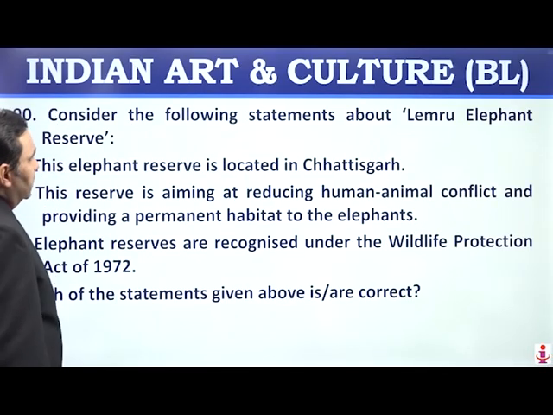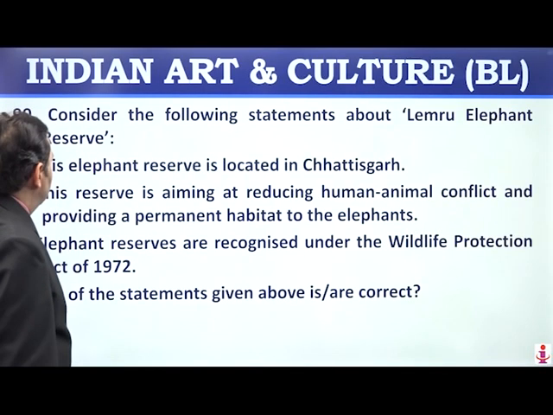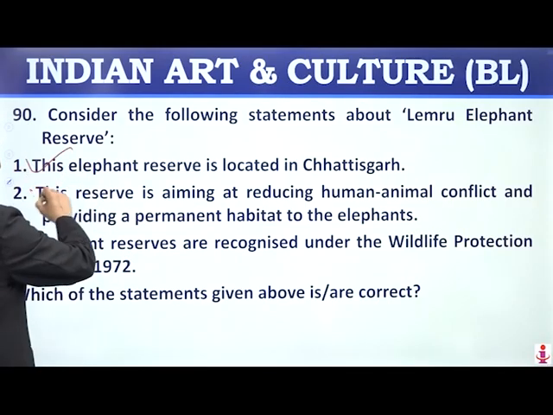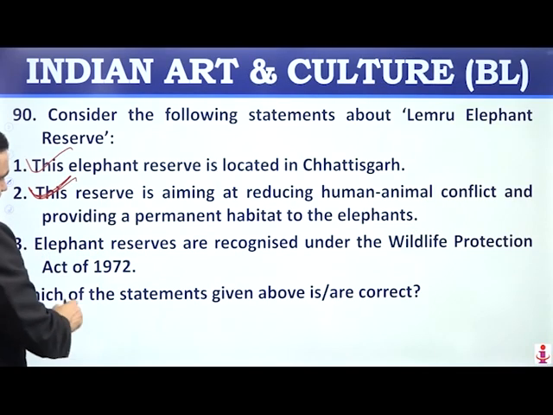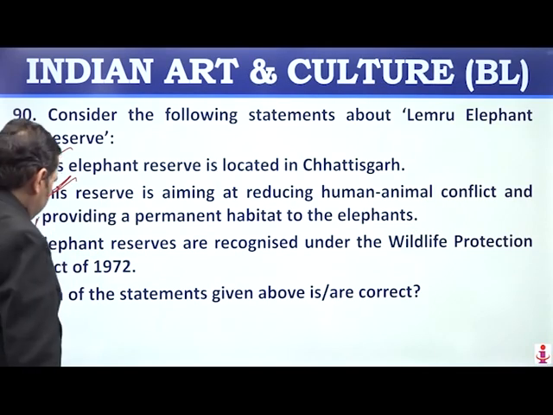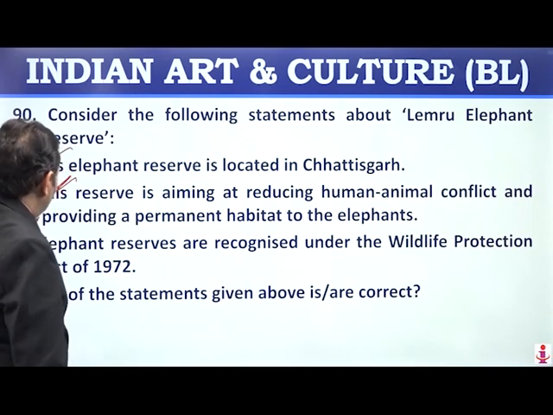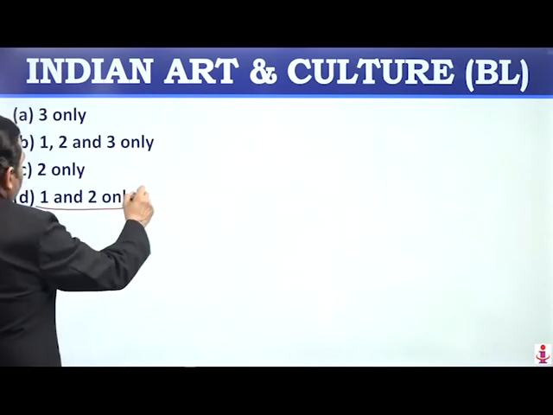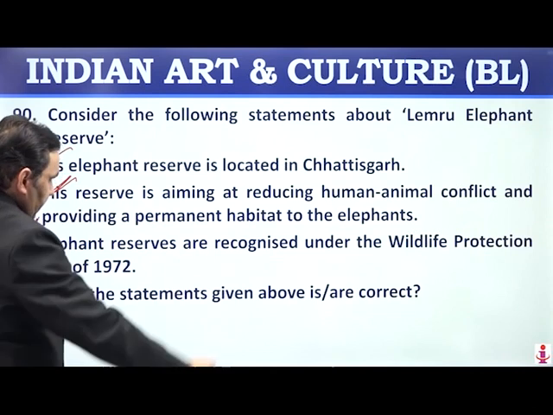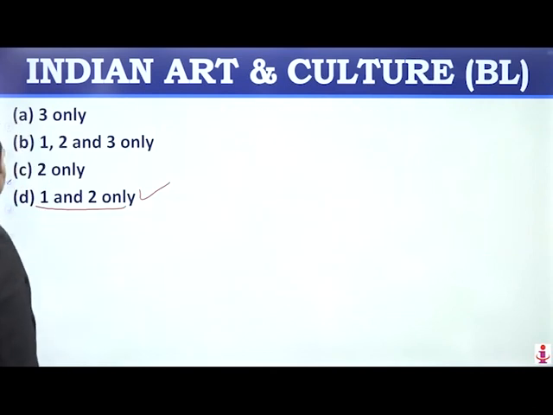90. Consider the following statements about Lembru Elephant Reserve. This is in Chhattisgarh. It's aiming at reducing human-animal conflict. Elephant reserves are not recognized by the Wildlife Protection Act. So 1 and 2 only. That is D. We are looking for the correct one. So 1 and 2, D.